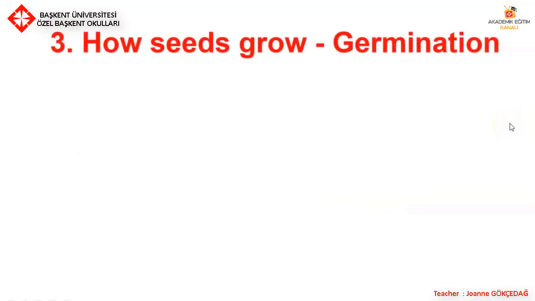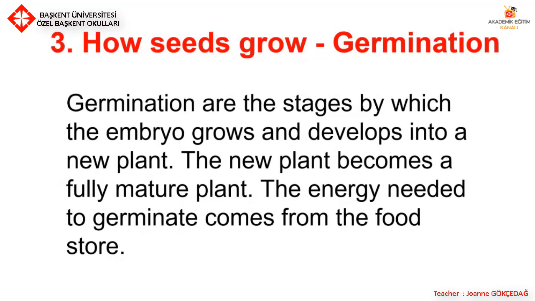So part 3 is how seeds grow. So we're looking at the process of germination. Germination are the stages by which the embryo grows and develops into a new plant. The new plant becomes a fully mature plant. The energy needed to germinate comes from the food store. And there are different stages.